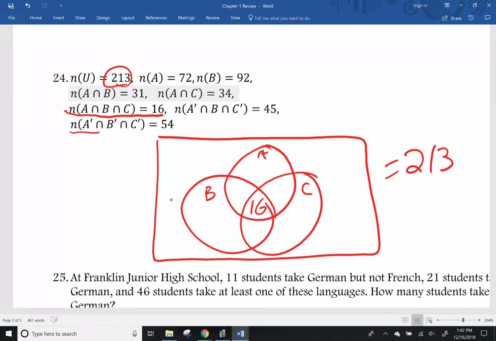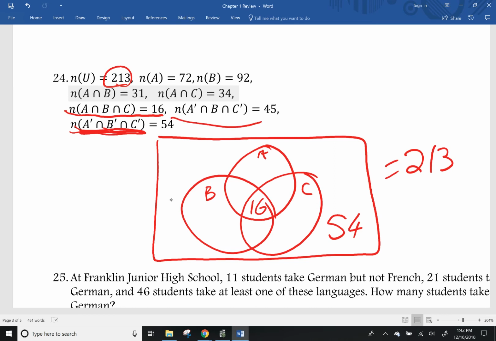Also, not in A, not in B, and not in C. The only region that is not in A, B, or C is basically the rectangle. The rectangle is outside of everything, and this says outside of everything. Not in A, not in B, not in C is 54. So 54 is going to be our region in the rectangle.